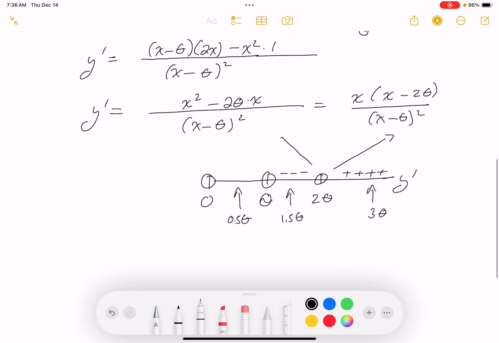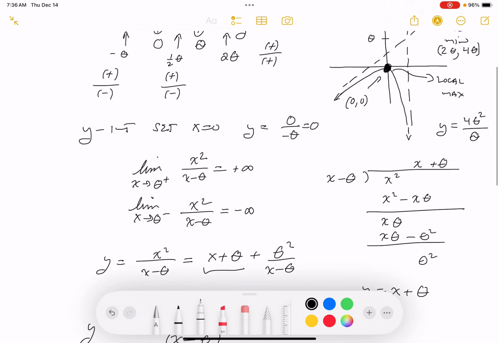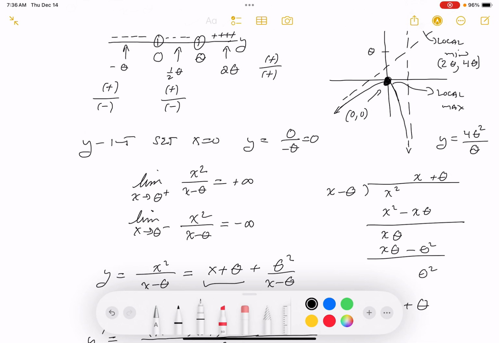You plug it in, and we're plugging into the derivative, by the way. x is 0.5 theta, which is positive, and 0.5 minus 2 is going to be negative, and the bottom's always positive. So I get negative. It's going down. Let's go back over here and realize that we're seeing that. It is going down. I'm seeing that in my pre-calc sketch.